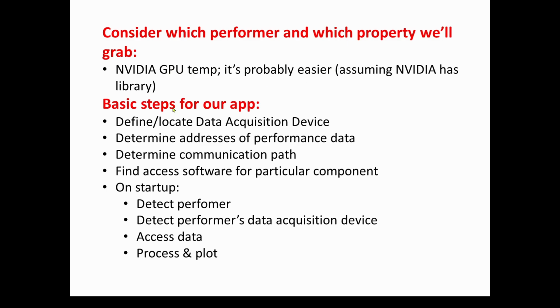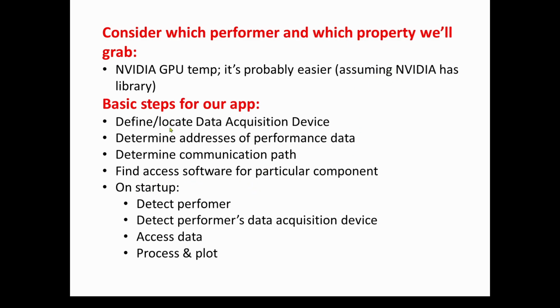We'll be doing some communication over PCIe probably, but that will give us a little bit of experience in how to do this. So given that, the basic steps for our application are: we're going to have to define and locate the data acquisition device, in our case on this GPU. We're going to have to determine the addresses of whatever performance data we want, like GPU temperature. And again, that may be easier using an NVIDIA library if there is one. Also determine the communication path. Presumably with an NVIDIA GPU, it's going to be over the PCIe. We'll find out. And find access software for our component. In our case, hopefully there's NVIDIA code.